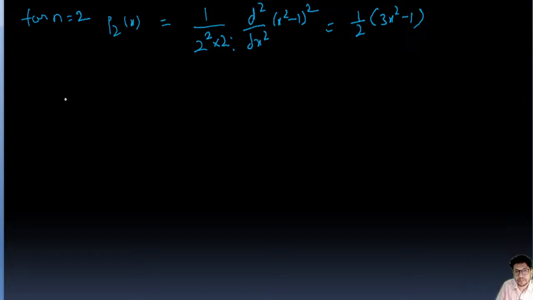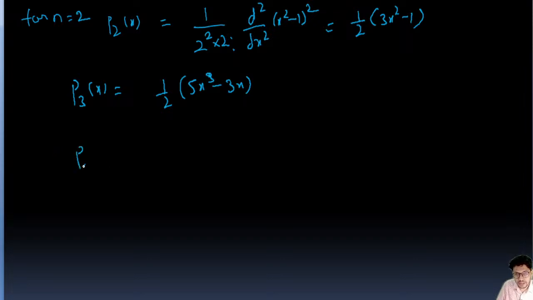Similarly, P3(x) is going to be 1 by 2 (5x^3 minus 3x). These are very important. We will solve questions, and we can easily solve them if we know these values. So I'm going to write it for you in a table.